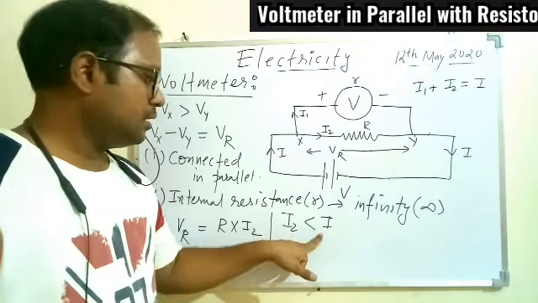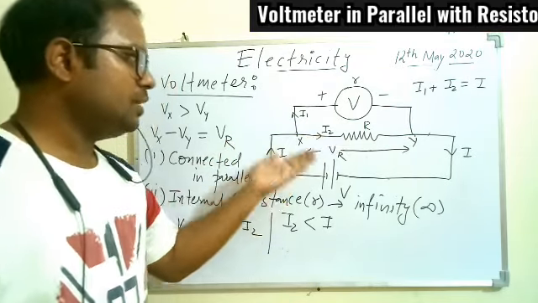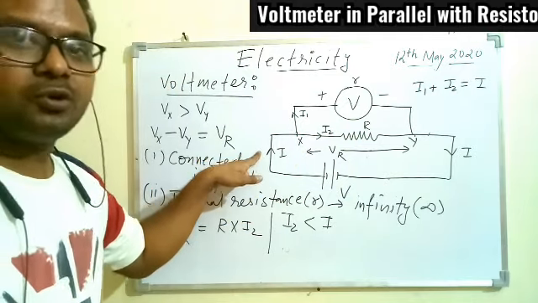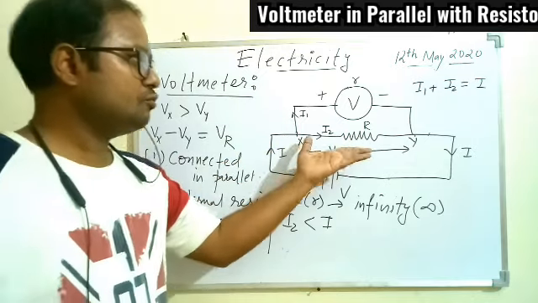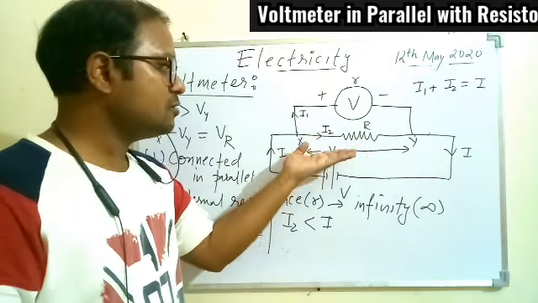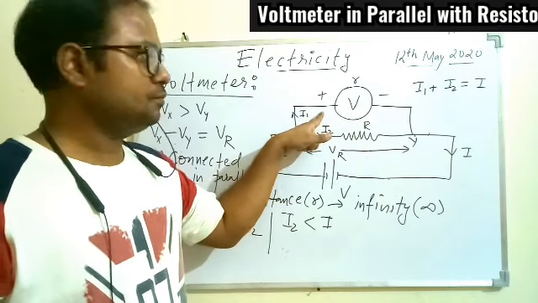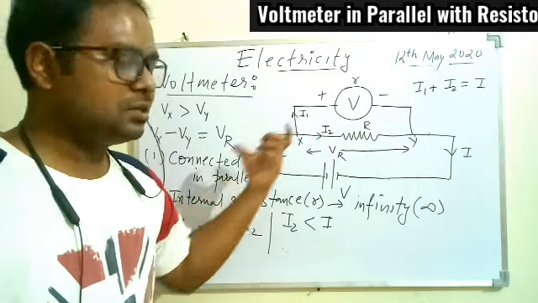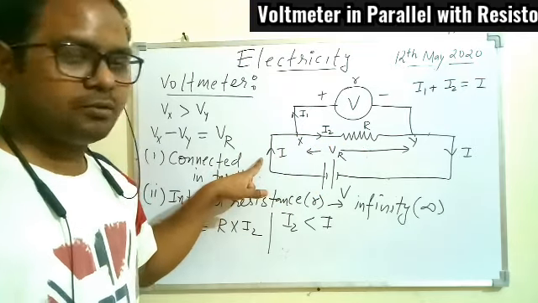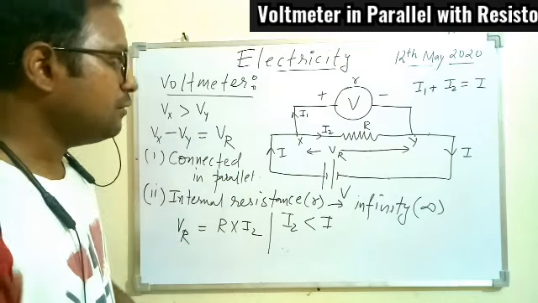Yes or no? Because if some current flows through the voltmeter, then the current flowing through the resistor will drop, and that we don't want. So when the voltmeter is connected, we want that maximum current should flow through the resistor, or the entire current should flow through the resistor, and the current flowing through the voltmeter should be approximately 0. Otherwise, what will happen? The current passing through the resistor will also get affected. That will not be equal to the real value of the current.